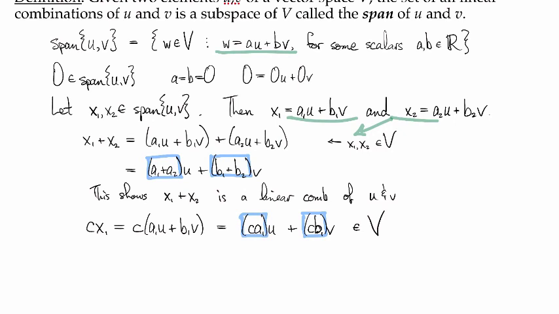So one way of thinking of the span of two vectors u and v, and it's a nice picture to draw, is to think of what happens when V is R3. Then what we're saying is, I'm going to pick some vector u and some other vector v, and then I'm going to look at all linear combinations of these two vectors. So that gets me to any point on this plane.